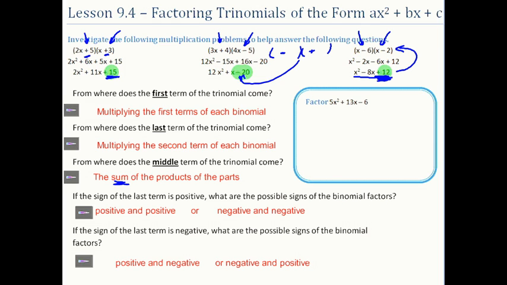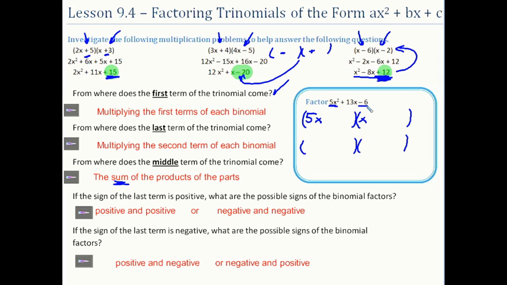So now what I'm going to do is put parentheses here, and I'm going to do a few of them, because we could have a few different possibilities. How do we get this 5x squared? Where would that come from? Well, that's the first question we had there, by multiplying the first terms of each binomial. So what two things can we multiply by to get a 5x squared? Well, we can have a 5x times an x, or we could have an x times a 5x, but order doesn't matter here. So the only way to get a 5x squared is a 5x times an x.